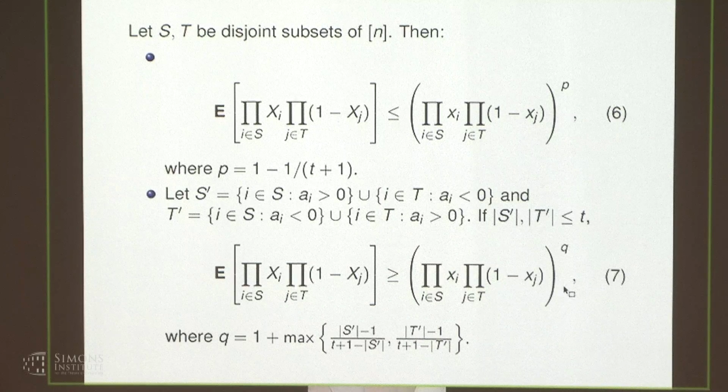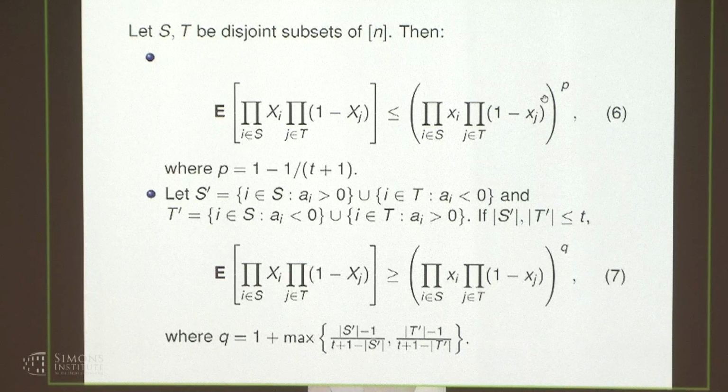What we show is the following. If you have any two disjoint index sets S and T, the expected value of the product of the xi, all taken from S, times the product of the 1 minus xj, all taken from T. Ideally, what would be great is if you can get the right-hand side without the exponent p, but that's too much to ask for. So instead what we get is exponent p.